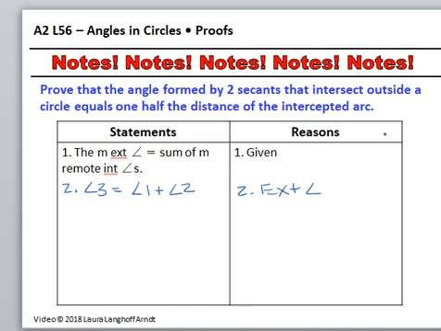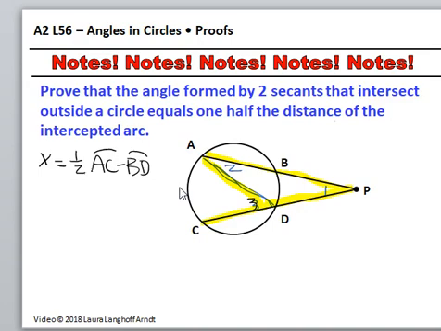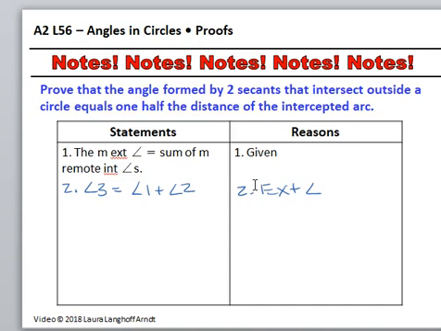All right. Then what do we do? Well, we have to keep going. Remember we're trying to get angle 1 by itself, so we're going to have to use some subtraction. All we have to do is a little bit of algebra. We're going to subtract angle 2 from both sides. So we have angle 1 equals angle 3 minus angle 2. You see how that's going on.